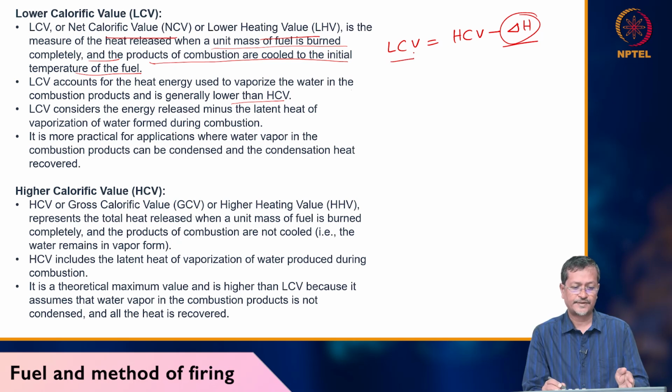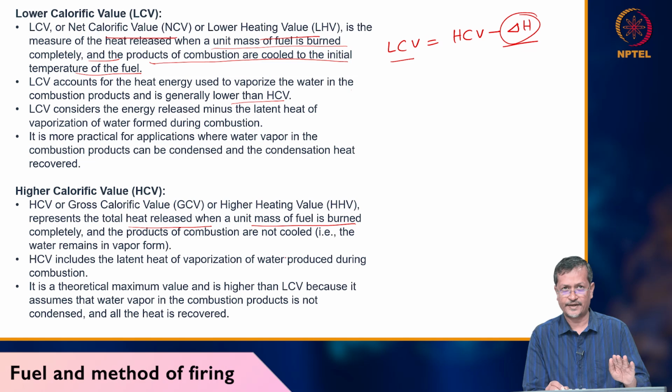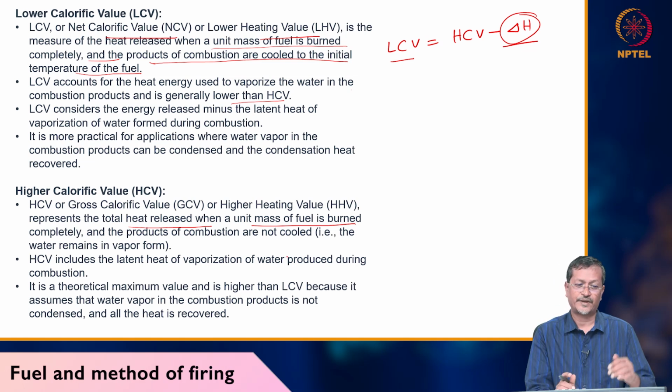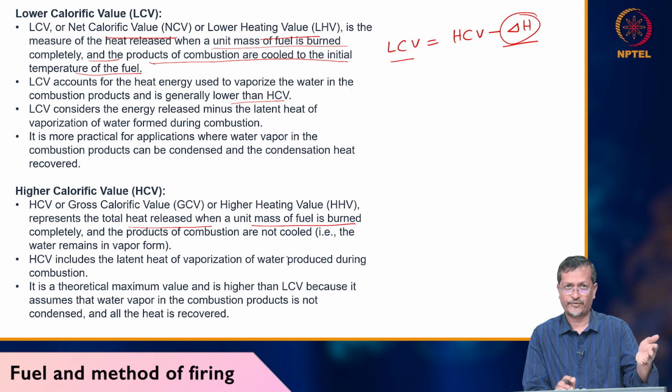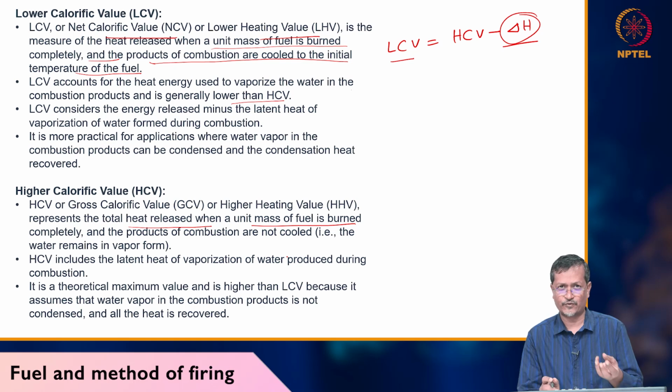HCV, or gross calorific value, or higher heating value, represents the total heat released when unit mass of fuel is burned completely. So you get the total heat, but you are not accounting for how much water is there. Lower calorific value is what is used for your engine calculation, to see how much power the engine will actually get. Higher calorific value may be very high, but if some water content is there, that portion is not giving you any value.